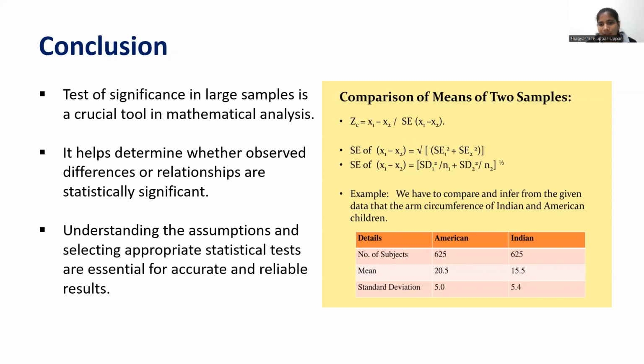Example: we have to compare and infer from the given data the arm circumference of Indian and American children. Details. Number of subjects: American 625, Indian 625. Mean: American 20.5, Indian 15.5. Standard deviation: American 5.0, Indian 5.4.